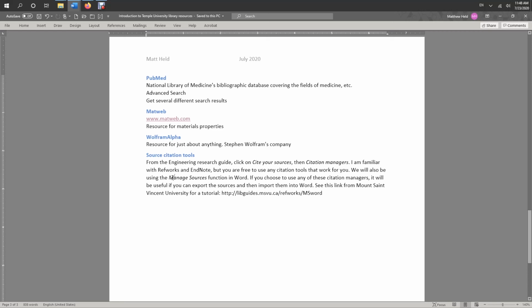We will be using something called Manage Sources. That's the Manage Sources function in Word. I find that to be most useful. As you cite sources, you just enter them into Word, and Word saves them for you, and then spitting out a list of your references is very easy.